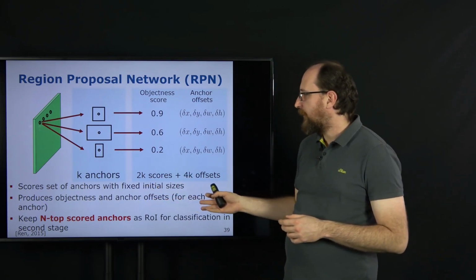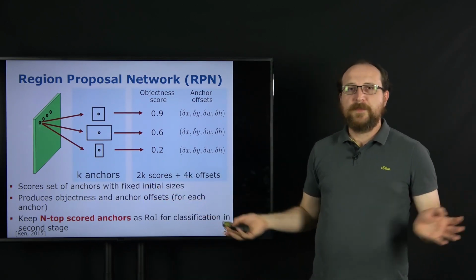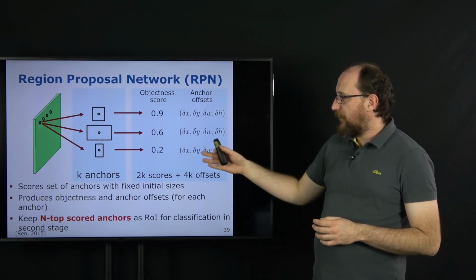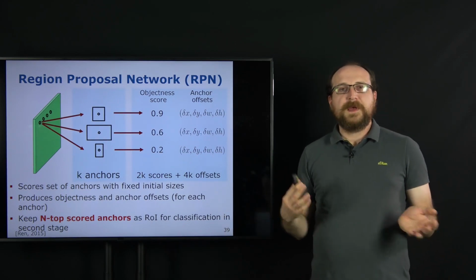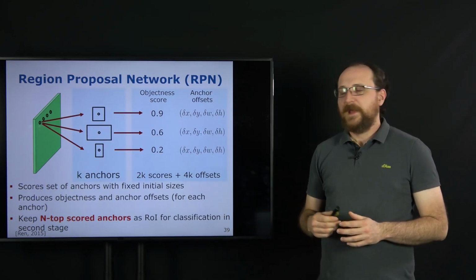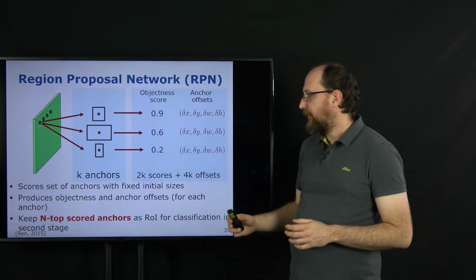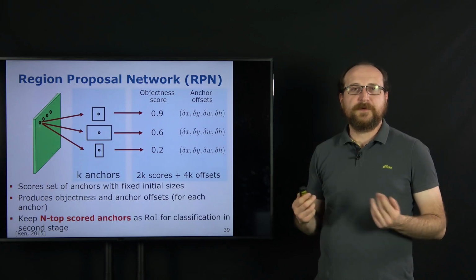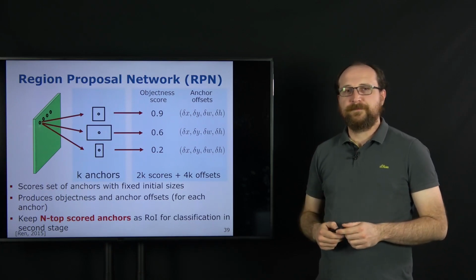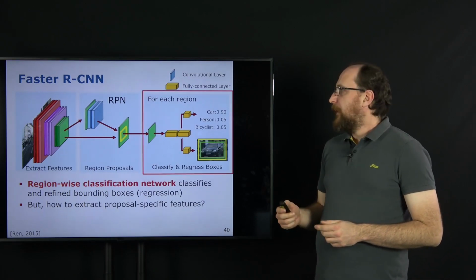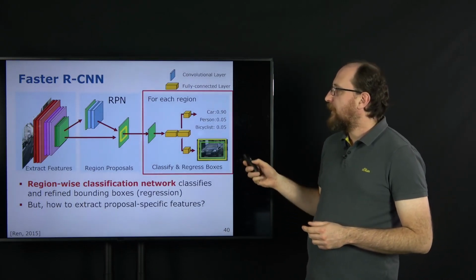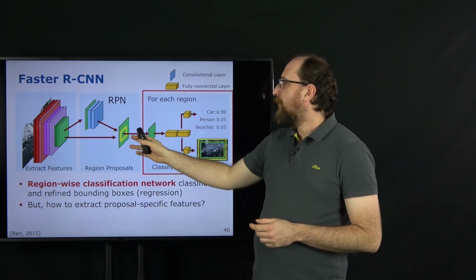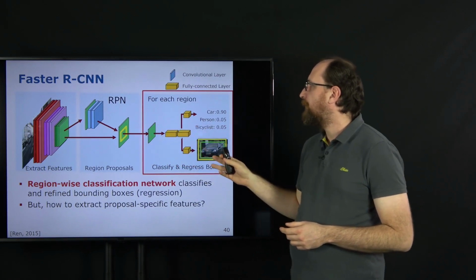Objectness and the anchor offsets are produced for each of the anchors, so there are maybe 2,000 anchors. From these 2,000 scored anchors, we then take only the n top scored anchors. These are the so-called regions of interest that are used for the second stage, which is the classification and the refinement of the proposals. In this stage, we take the n top ranked anchors and classify them.